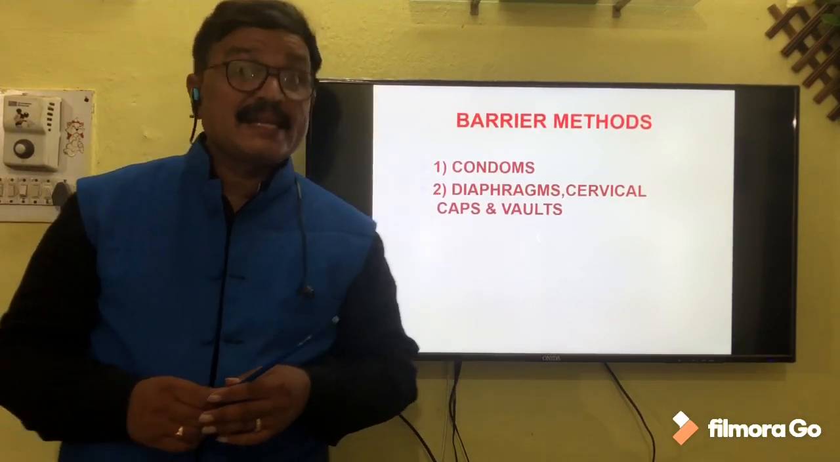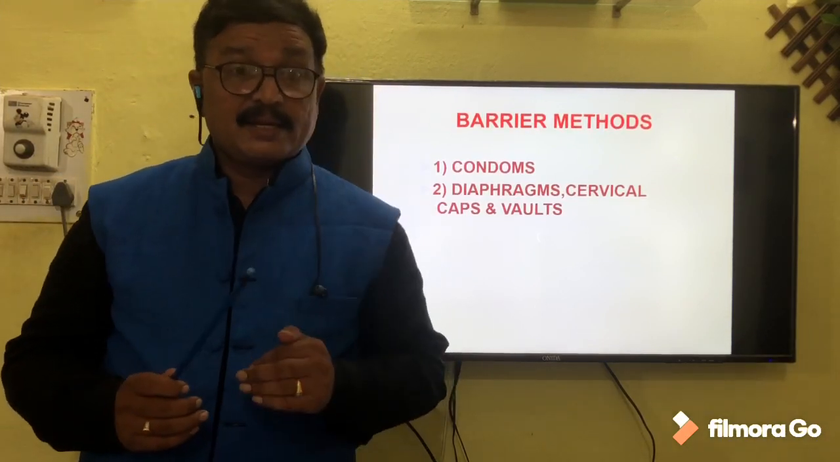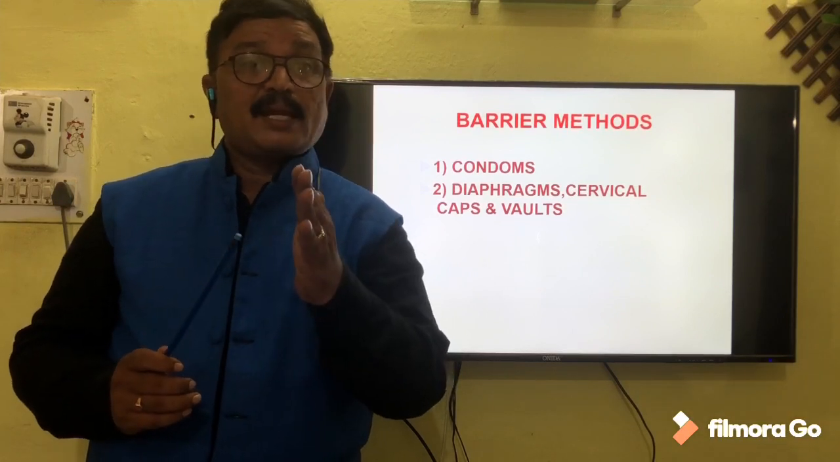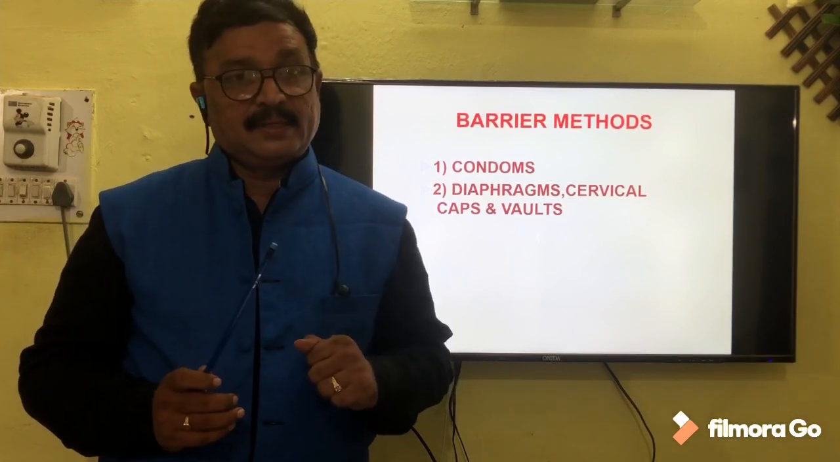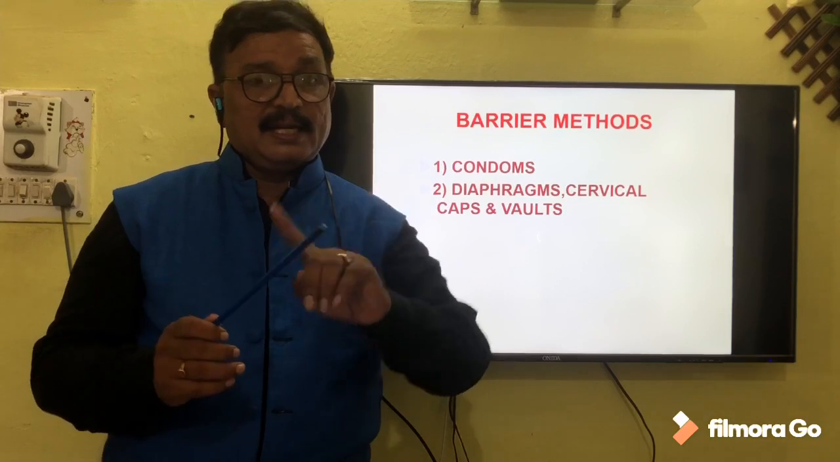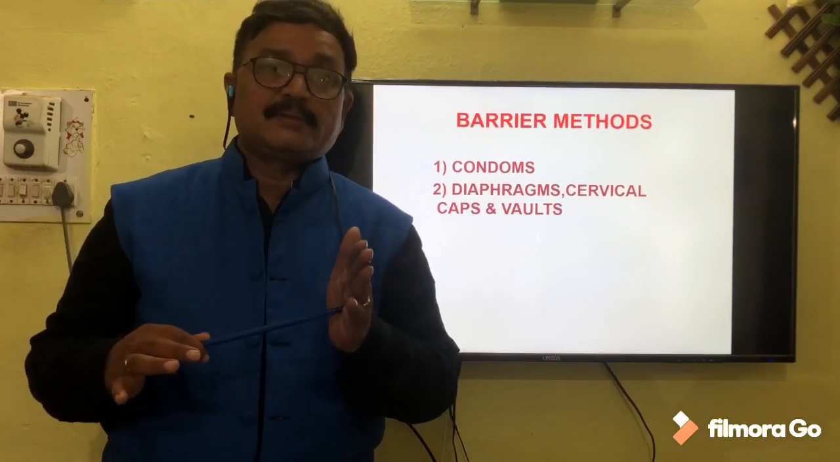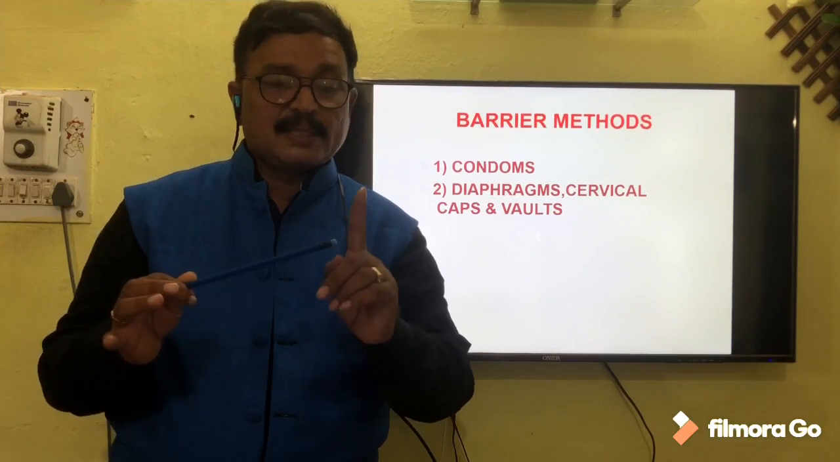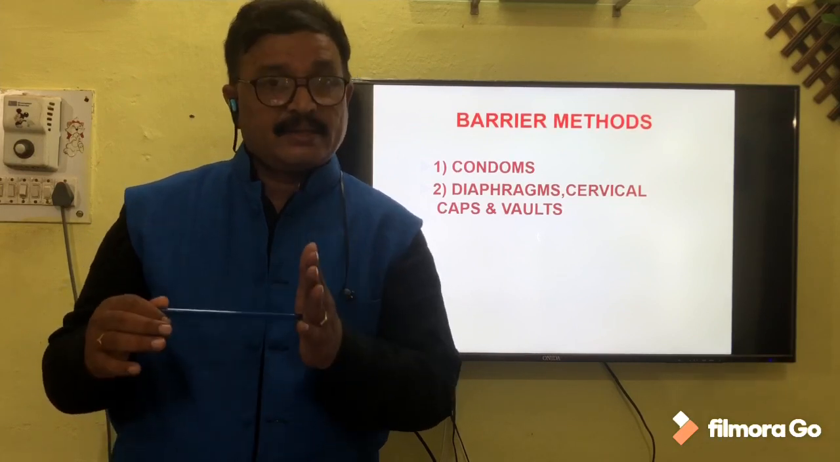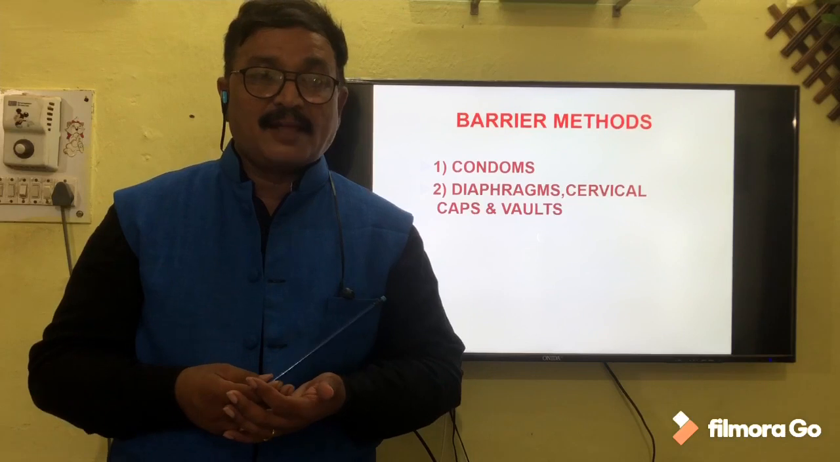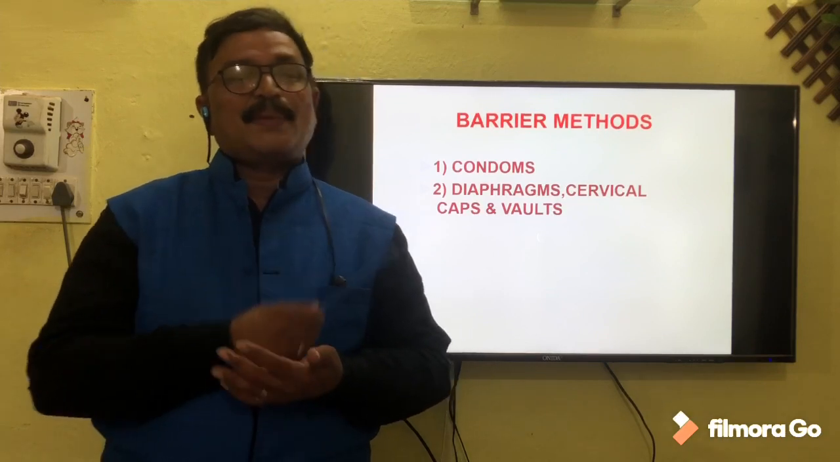It can be even chemical. It need not be a physical barrier. Some chemical barrier also can be arranged, which can kill any one of these gametes, preferably the male gamete. There are some chemicals which can kill the male gamete, so that there is no chance of fertilization. So this is the barrier method.